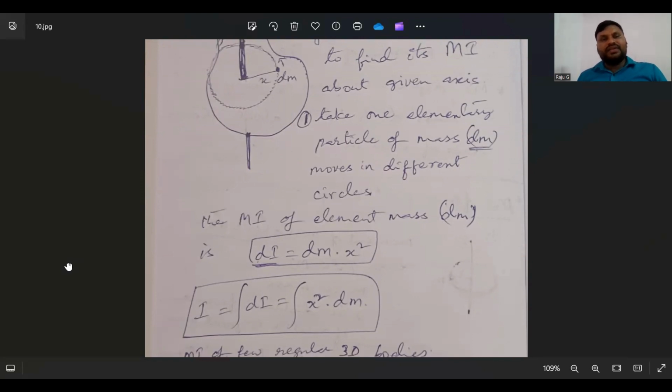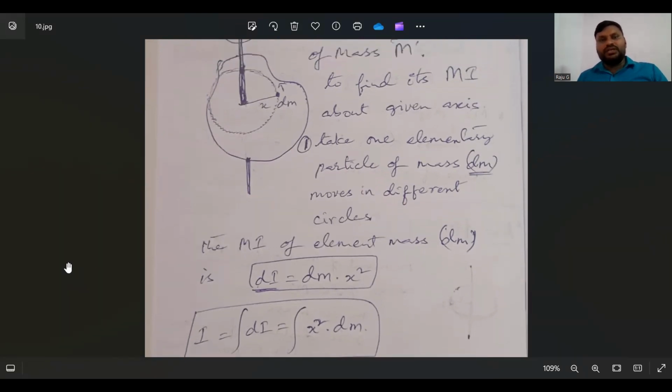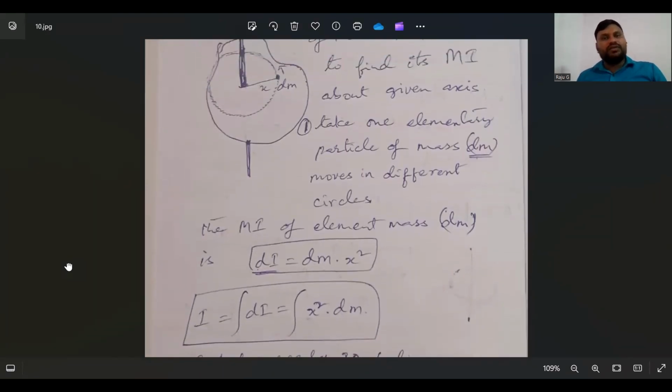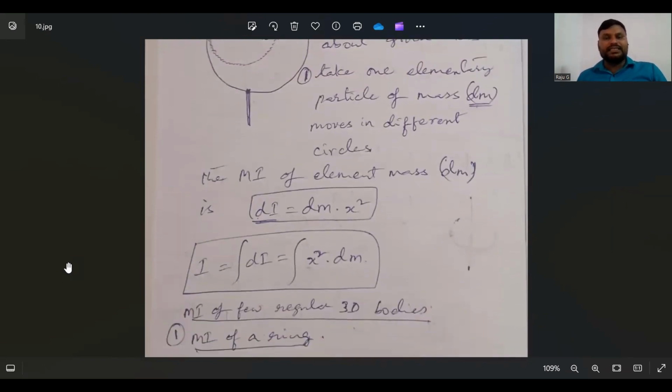To find the moment of inertia of the entire body, we need to sum up all these moments of inertia, dI's. To sum up all these moments of inertia, in mathematics we use integration. Integral dI will give you the moment of inertia of this rigid body about that axis. Integral dI is equal to integral x square into dm. After doing integration, we will get the moment of inertia of this entire rigid body.